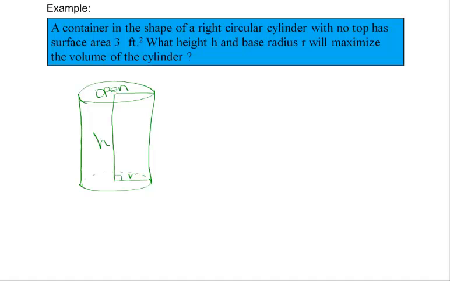I like radius on circular things, and height. That makes sense. I could equally call those things X and Y, but in this context, R and H make more sense to me. So, a container in the shape of a right circular cylinder with no top has surface area, I'm just going to call that capital S, capital A, of 3 feet square.